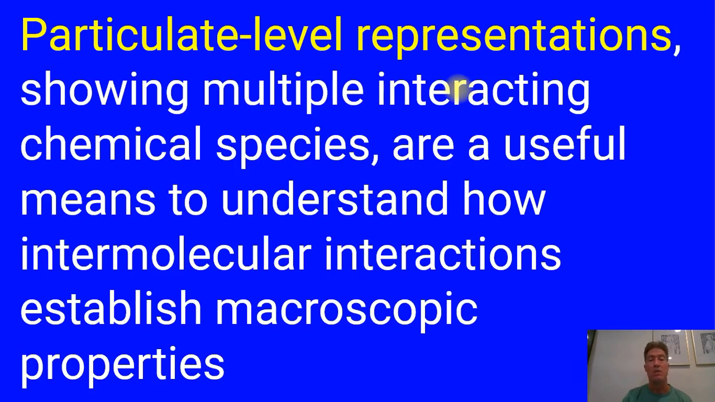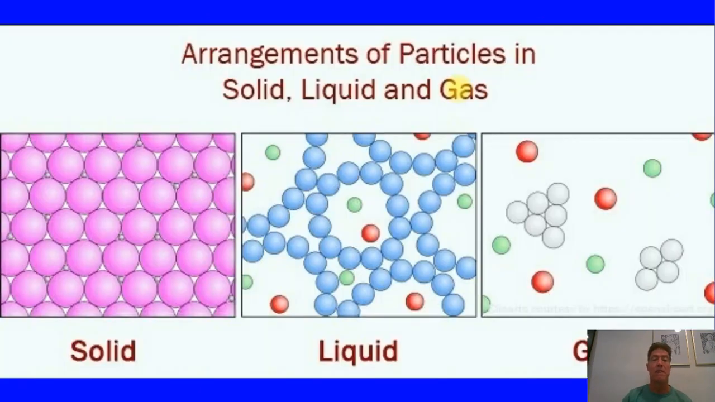So we can use these particulate level representations to show some of these interactions. This is what you see in a particulate level model. This would be a model of a solid where everything is really tightly packed together. As you can see, this is probably an interstitial alloy because we have some extra smaller atoms in these interstitial spaces. Here would be a particle representation of a liquid, although probably this is a little more space than we would likely see in a real liquid.